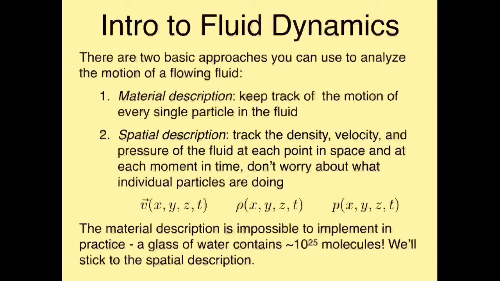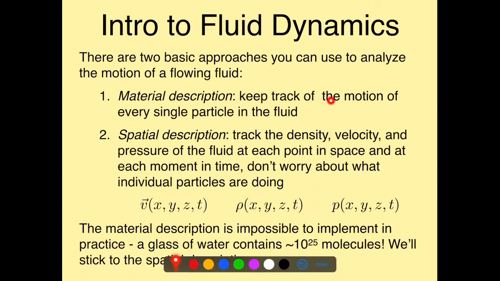So to introduce this topic, I want to tell you that there are two basic approaches that you can use to analyze the motion of a flowing fluid. Now, the first one is what we call the material description. You can kind of think of this as like the brute force approach to fluid dynamics. And this involves keeping track of the motion of every single particle in the fluid. So if we're looking at water flowing through a pipe, that would mean I need to keep track of what every single molecule of H2O is doing in that pipe. That would be the material description of the fluid. Now, the other approach is called the spatial description.